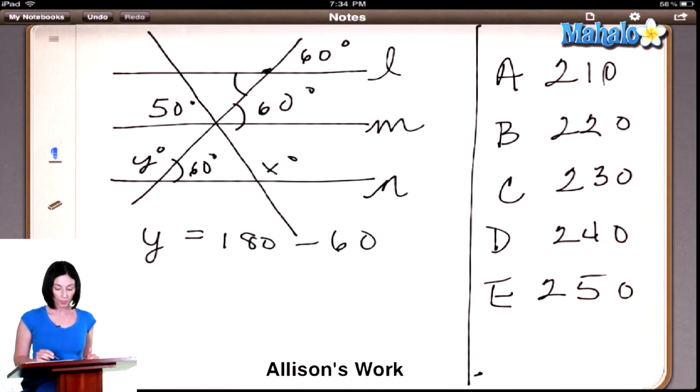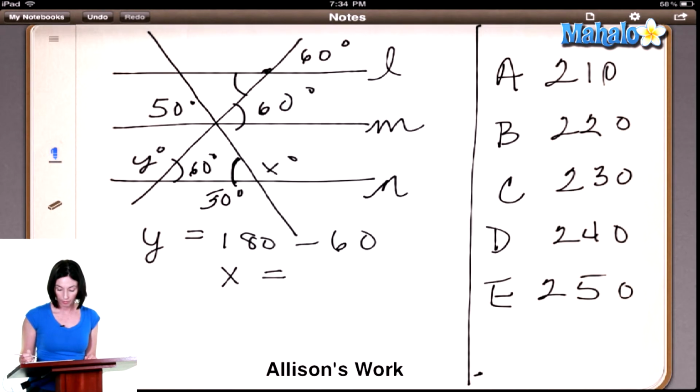So we've got that 50-degree angle that's made with that transversal and line M. Now go down to the angle right below it that's made with the same transversal and line N. That angle is going to be what? 50 as well. Yeah, so that one's going to be 50 degrees. So then what do we know about x? X is 180 minus 50.